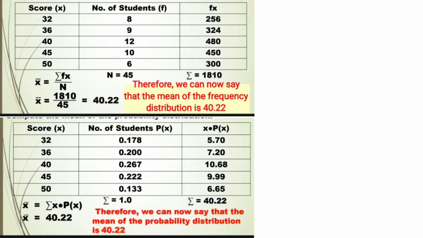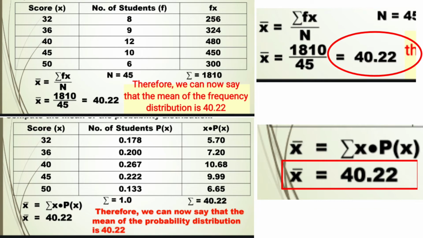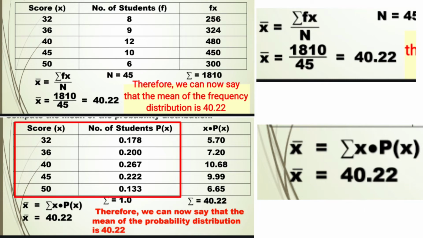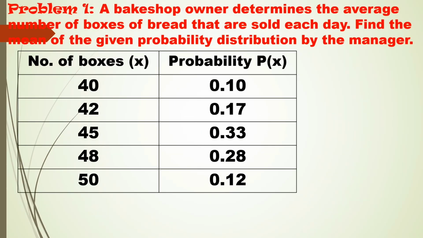If we compare the two formulas, only the solutions are different, but the mean of the frequency distribution is the same as the mean of the probability distribution. The reason why we have probability distribution is to make the bigger or higher number become smaller during the computation. And now, let us take this problem.